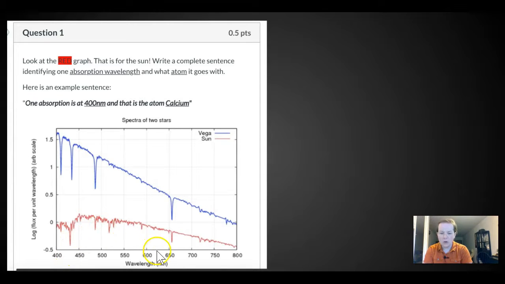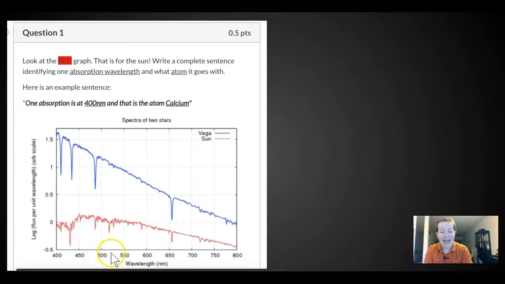So down here is wavelength. Right here, this represents 400 nanometers. The wavelength right here is 400. What's the wavelength right here? That's 450. The wavelength right here is 500. Ooh, got to be a little careful. What do you think the wavelength right here is? What number do you think?